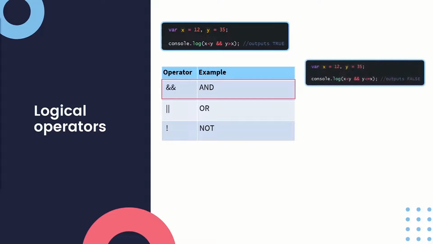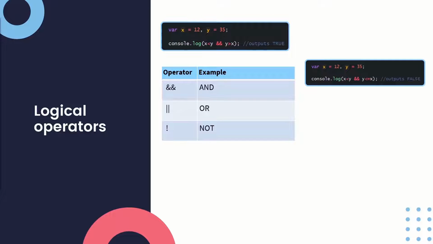Now, here's an example of how that happens. Again, we have x, which is equal to 12. We have y, which is equal to 35. And now we're asking the question, is x less than y? Which is the case because 12 is less than 35. And is y less than or equal to x? This is not true. Therefore, the output, the result is false because both conditions are not being satisfied.